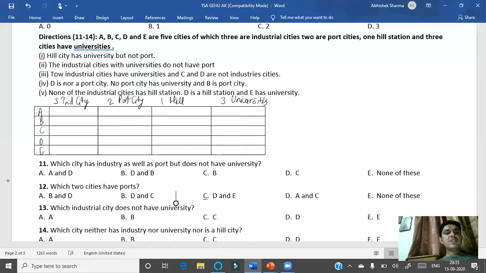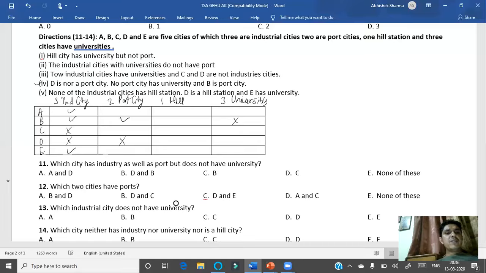Thereafter, 2 industrial cities have universities, and C and D are not industrial cities. That means C and D are not industrial cities, and the industrial cities we are left with are A, B, and E. Thereafter, D is not a port city, so we can write D is not a port city. No port city has university, and B is a port city. So B is a port city, and he is saying that no port city has university. So we are done with statement number 4.